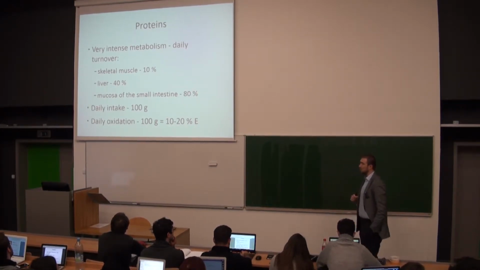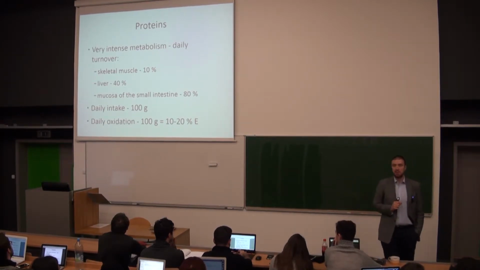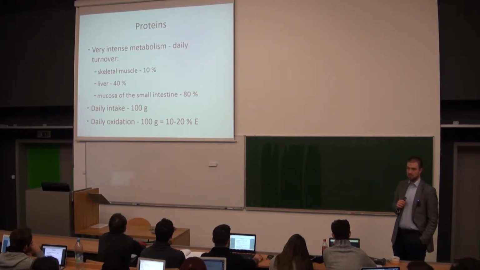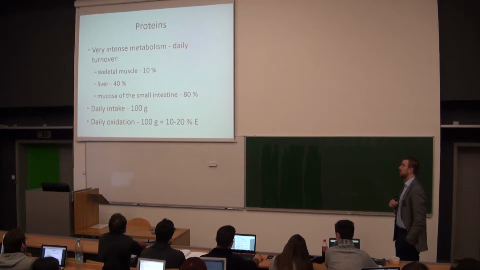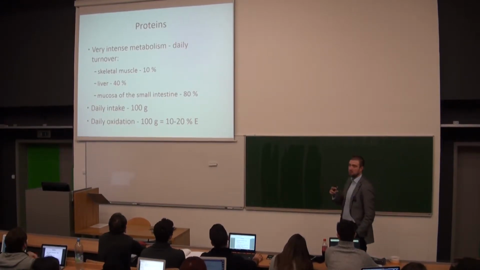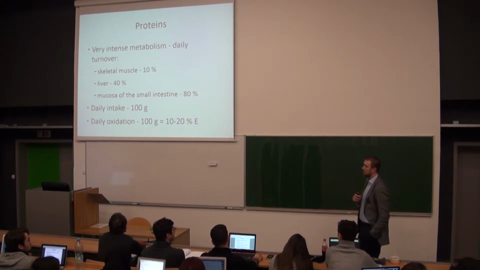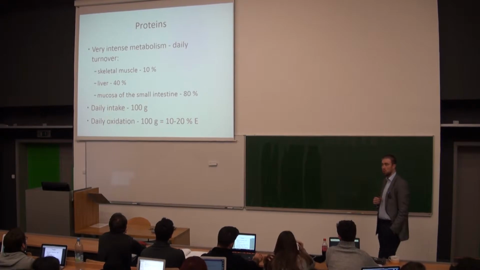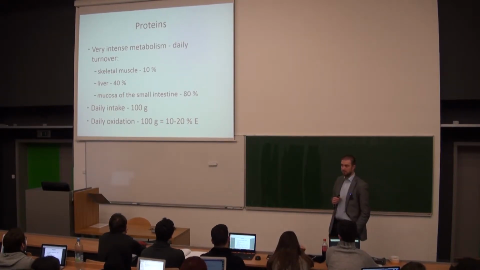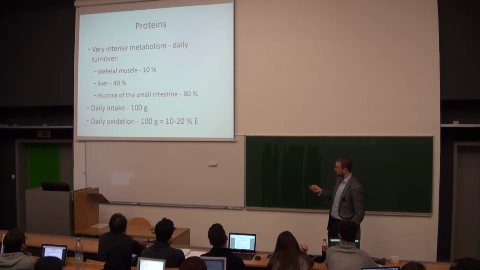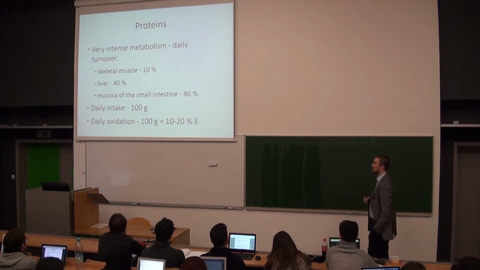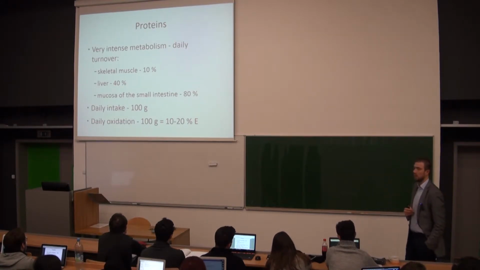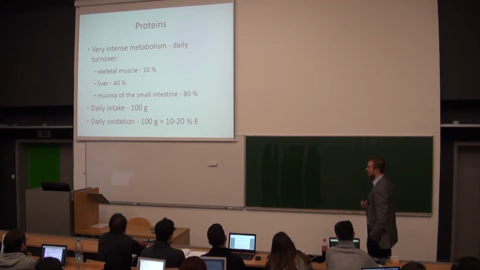If we take a global sum of the amount of proteins that we have in the standard diet each day, it's around 100 grams. Yes, that's the average number. And since we do not have the ability to store proteins, the same amount, typically if you are an adult, you burn. That means that the oxidation is also around 100 grams per day. And if you convert it to the amount of energy that your body utilizes, it's about 10 to 20% of energy.